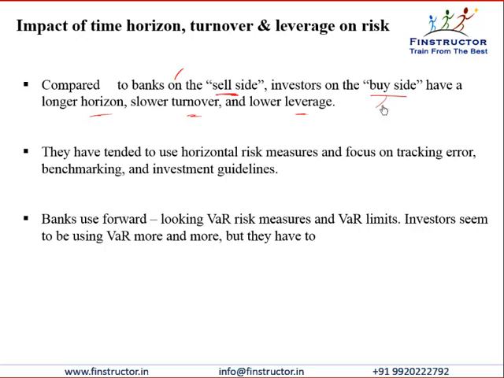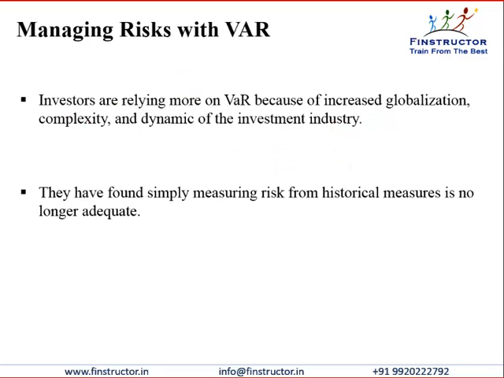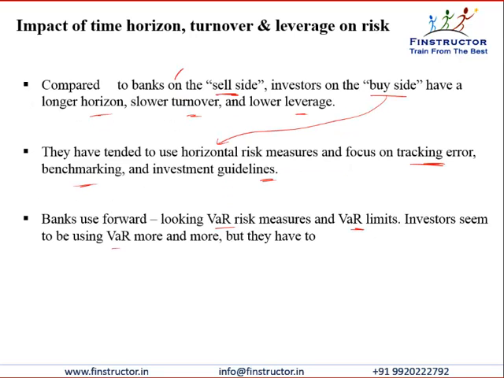So historically, buy-side firms, that is mutual funds, etc., have used measures like tracking error, benchmarking, active return and investment guidelines, sector limits, etc., so as to measure and manage their risk. Banks, on the other hand, and hedge fund type institutions use more forward-looking measures like VaR and VaR limits. So traditionally, these institutions have been using VaR more than the buy-side firms like mutual funds, etc.